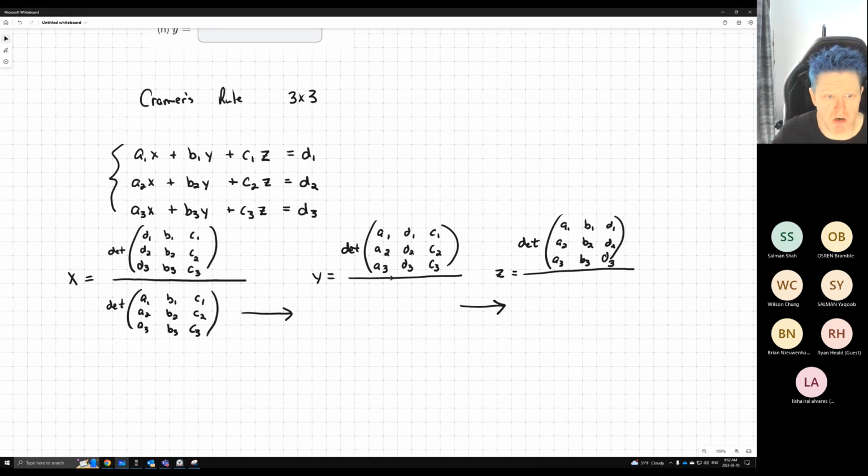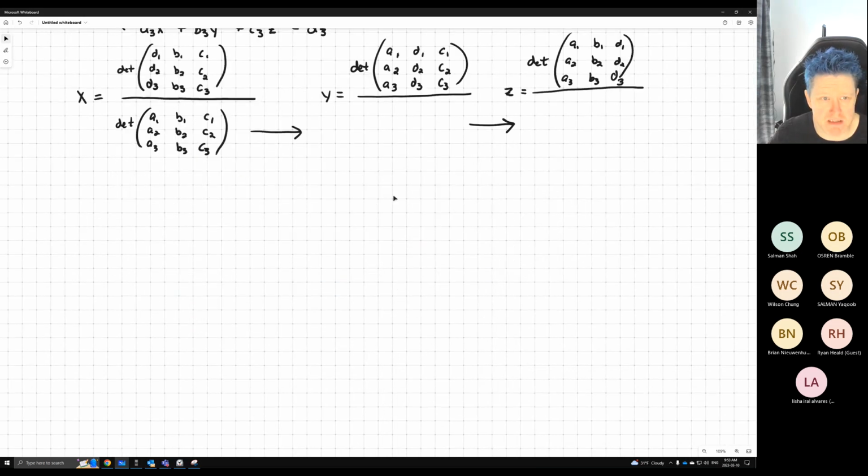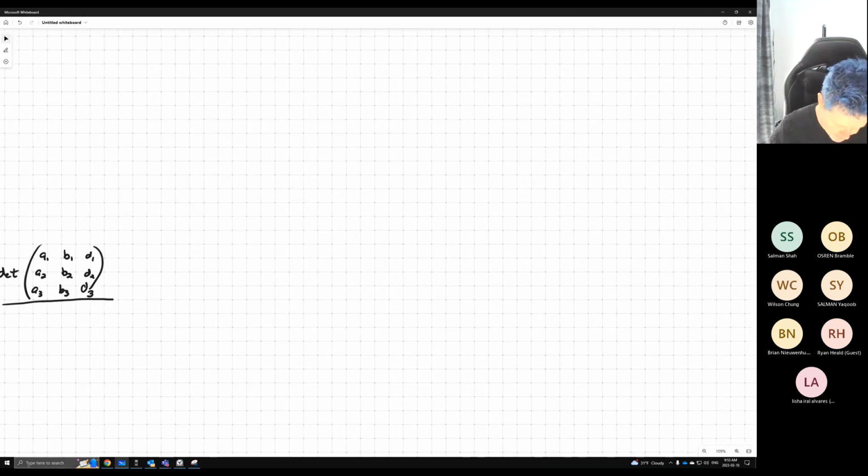Okay, so before we do an example, we have to figure out how to take the determinant of a 3x3 matrix. How do you take the determinant of a 3x3 matrix? So we're going to go off to the side and figure that out.